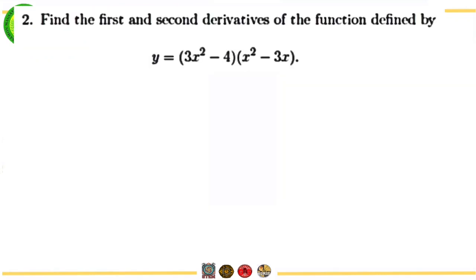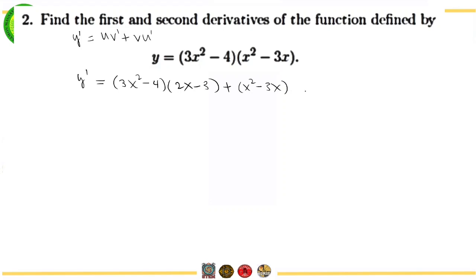Find the first and second derivatives of the function defined by y is equal to 3x squared minus 4 times x squared minus 3x. So if you will notice, we have two functions, and we will practice the product rule. We are asked to find the first and second derivative. So let's have the first derivative. So again, y prime for product rule is u times v prime plus v times u prime. Okay, so 3x squared minus 4, then the derivative of the second function is 2x minus 3, plus copy the second function, so x squared minus 3x, then the derivative of the first is 6x. Yeah, just 6x.